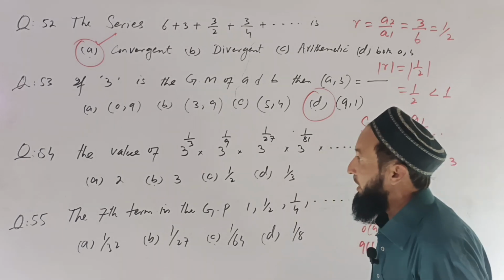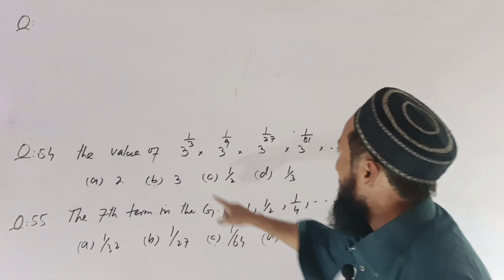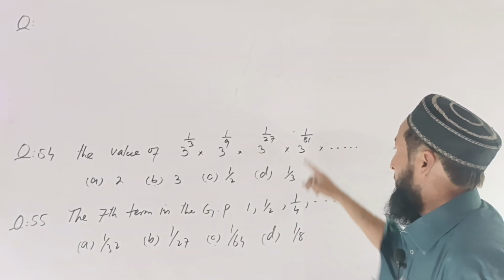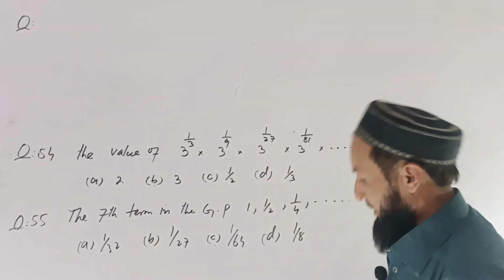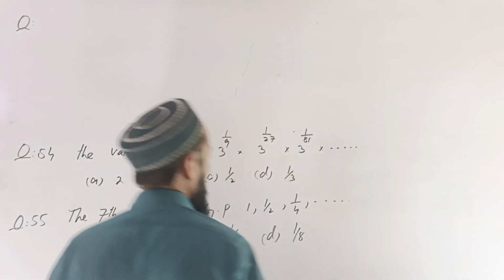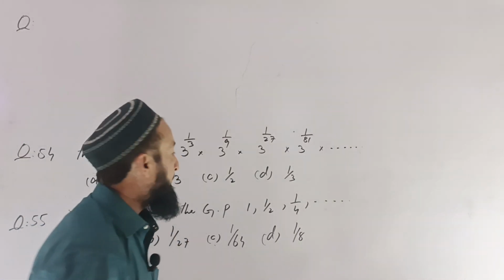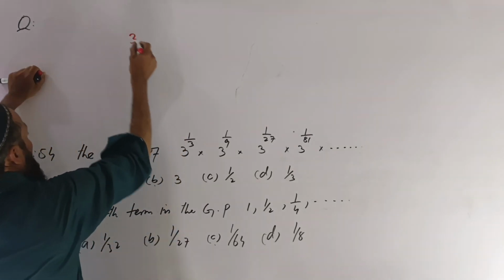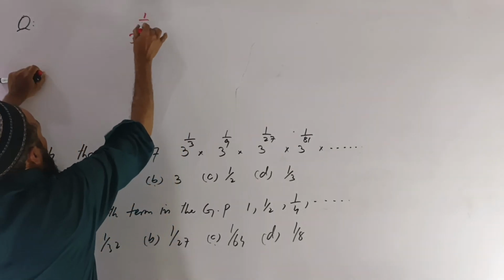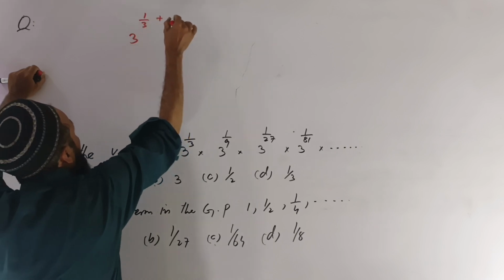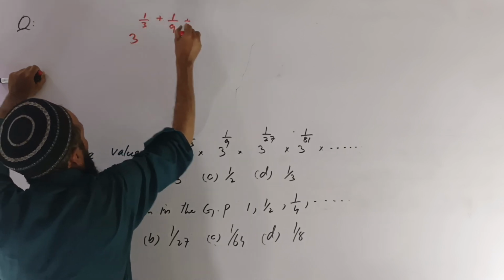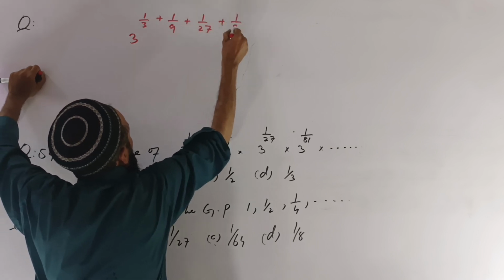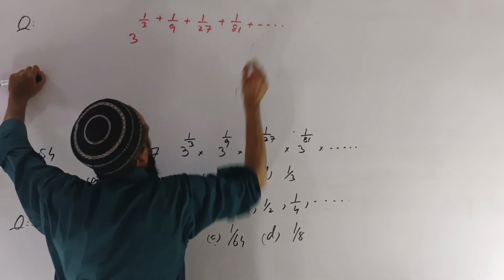This result gave the exact value of 3 into 3 to the power 1 by 3 and so on. In the product case we know that the bases are the same, so we add the exponents. The base is 3, so we add the powers 1 by 3 plus 1 by 9 plus 1 by 27 plus 1 divided by 81 plus and so on.